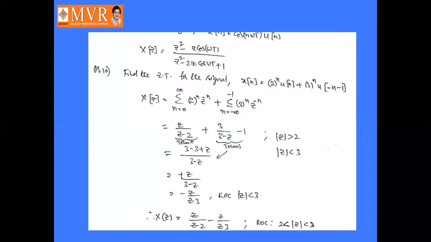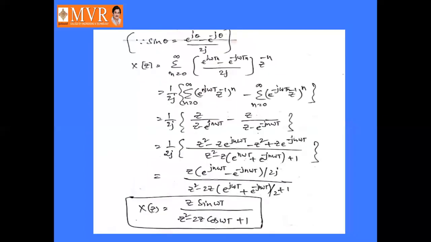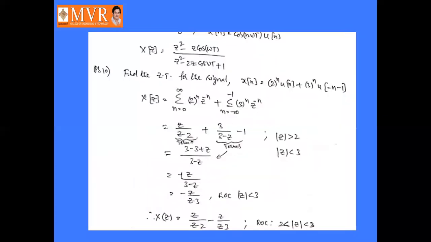Similarly, for cos omega t also, cos n omega t into u of n will become x of z equal to z square minus z into cos omega t by z square minus 2z into cos omega t plus 1.